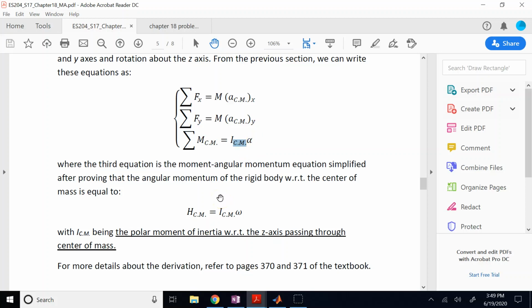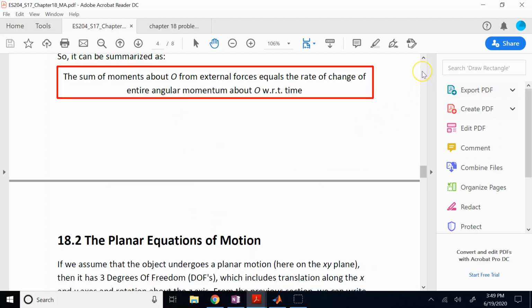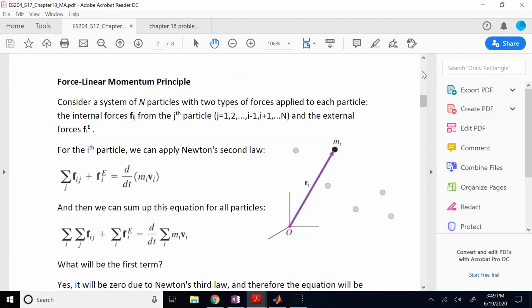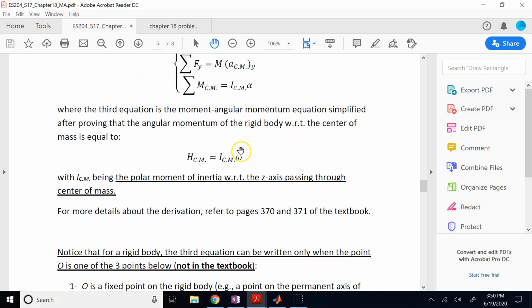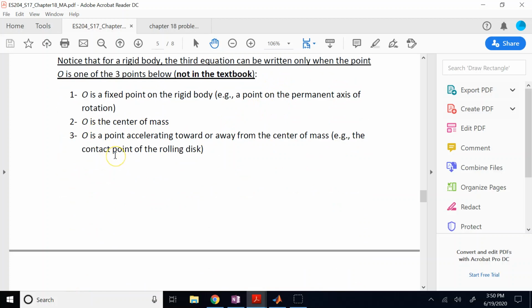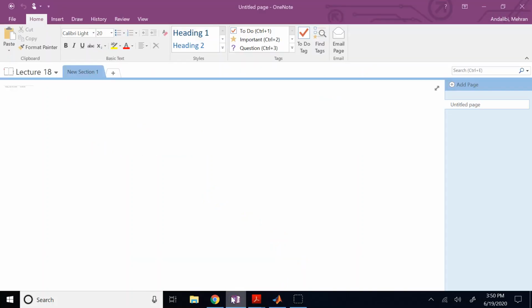There are 3 types of points about which you can write this simple equation and they work. The first one we saw last time, that is the origin, okay? Which for us here, we assume as a fixed point, and remember this origin was a fixed point, so what we really can use here is that point should be a fixed point on the rigid body. If there is a fixed point on the rigid body, yes, you can write it about that. Centroid, of course, we know the centroid works, and then if a point is accelerating or decelerating toward center of mass. So the acceleration of the point is radially toward or radially away from the center of mass. Like where? Like the contact point of the rolling disc, right?